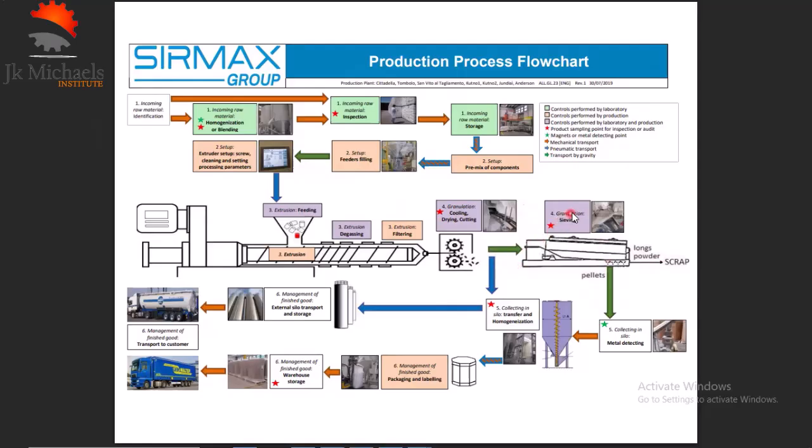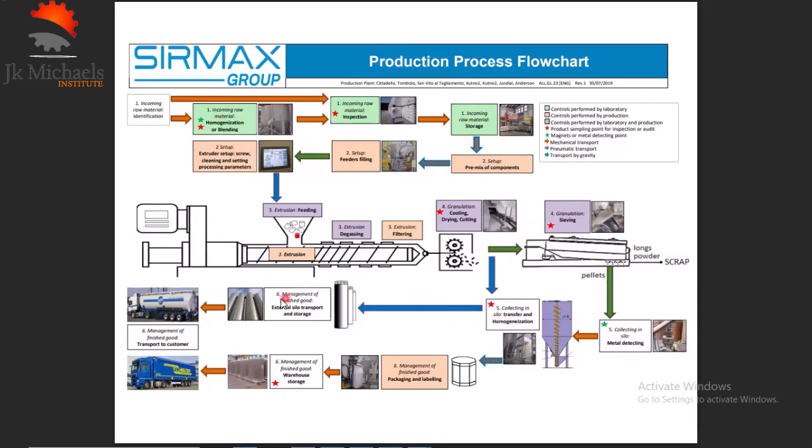Now, before we go into sieving, during granulation, cooling, drying, and cutting, we would have what? Step 5, which is collecting in silos, transfer, and homogenization, right? Then if we go on from step 4 into sieving, then we have pellets, and then we collect in silo with what? Metal detecting. So at this point, we collect in silos, right? Which is step 5. And then, like I said, the red is what? Product sampling point for inspection or audit. And then the green is what? Magnet or metal detection point.